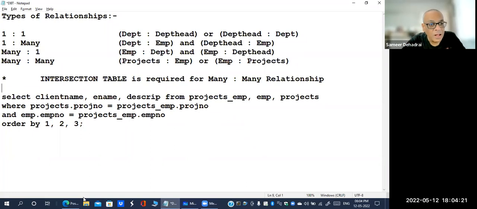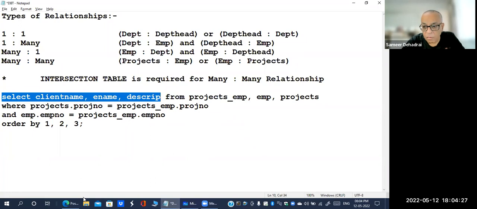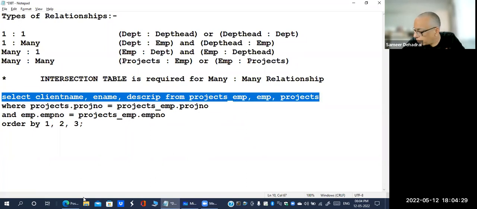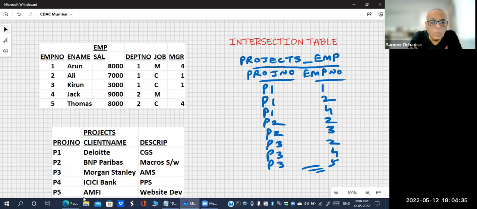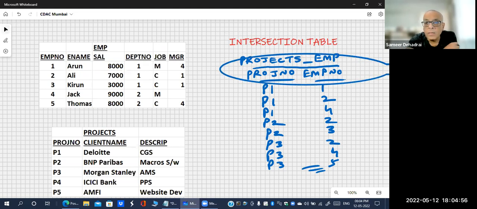Good students. So I'm selecting client name, e-name, and description from projects underscore EMP, projects. And this is my condition where projects dot project number equal to projects underscore EMP dot project number and EMP dot EMPNO equal to projects underscore EMP dot EMPNO. I want you to observe, students, I'm not selecting anything from this table, but it is needed to join the other two. It's an intersection table.